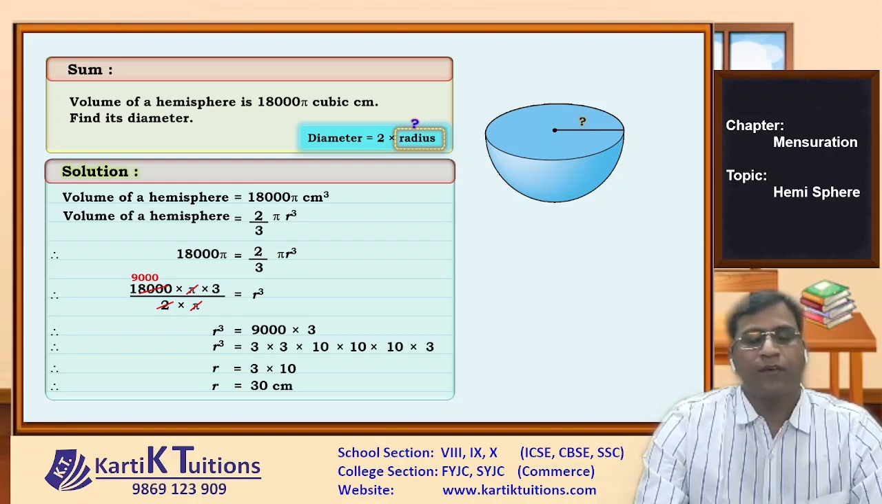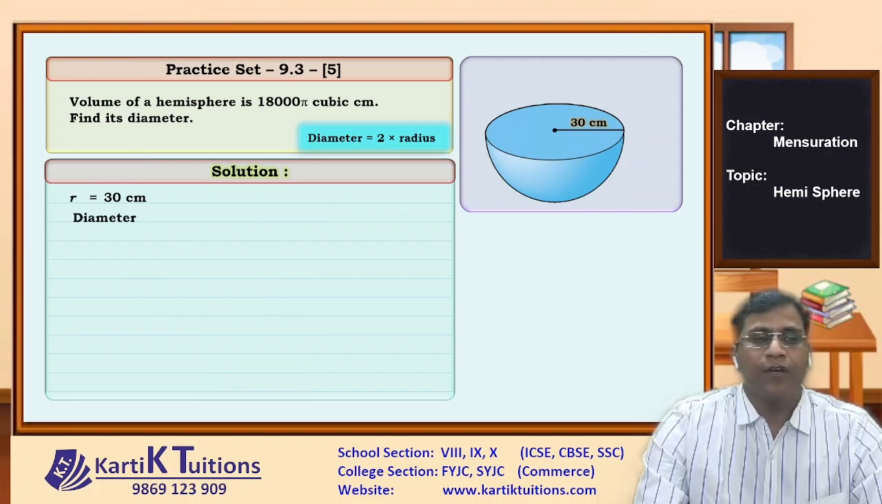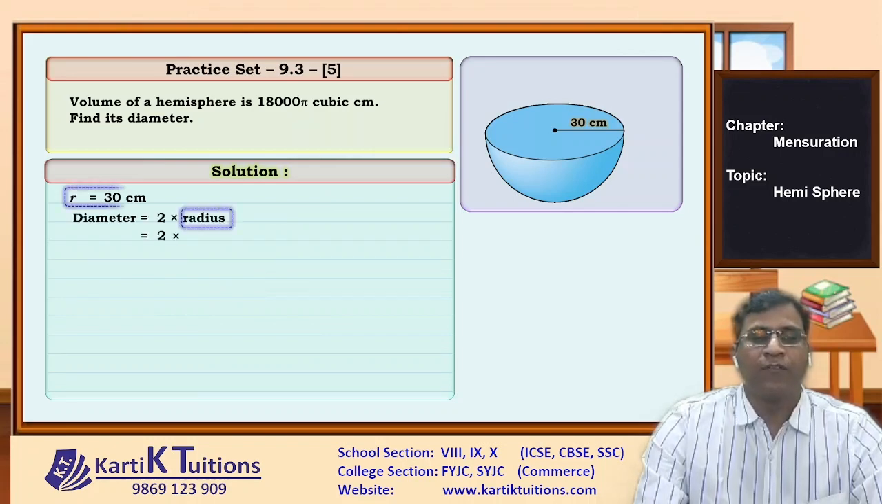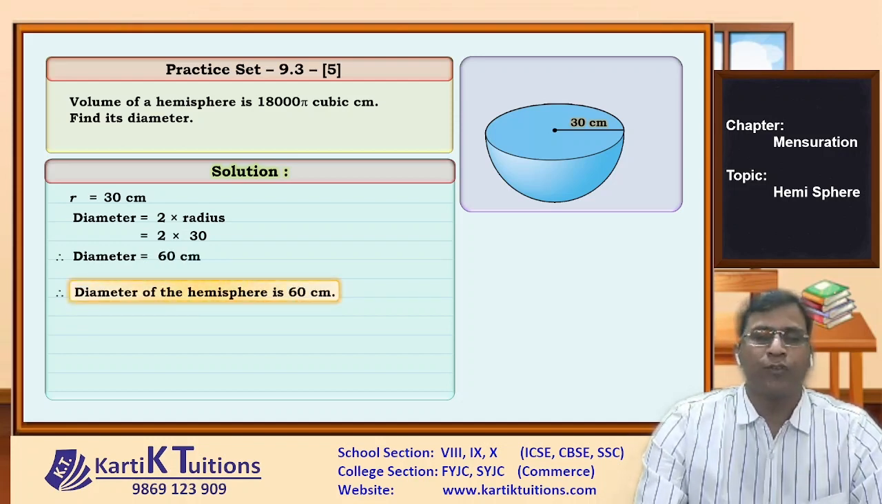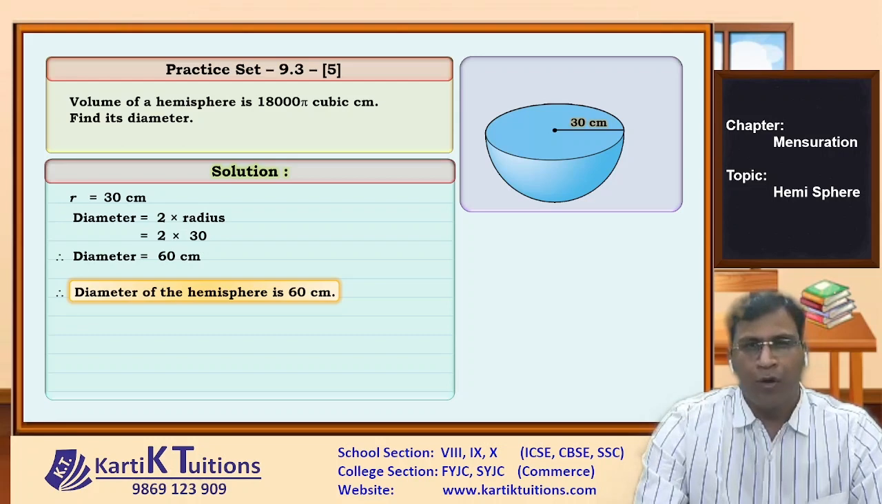Now once you get this, we can easily get the diameter. Diameter is what? 2 times radius. So 2 into 30 will give us 60 centimeter. So the diameter of hemisphere is 60 centimeter. I hope you have understood this sum also. Let's have a look at one more interesting sum.